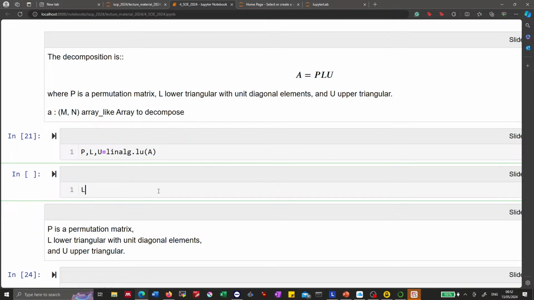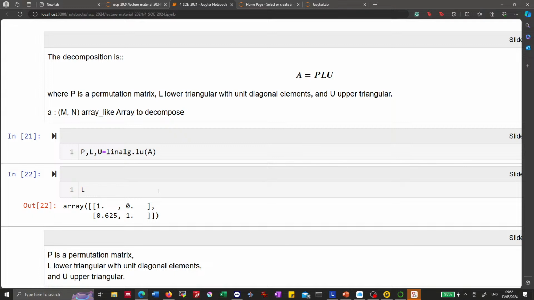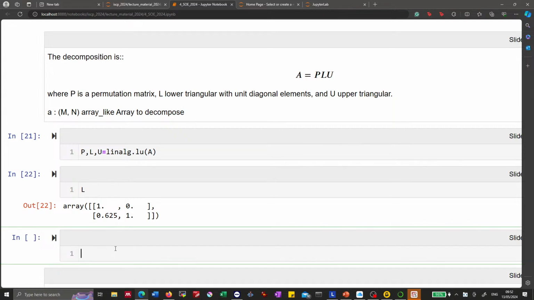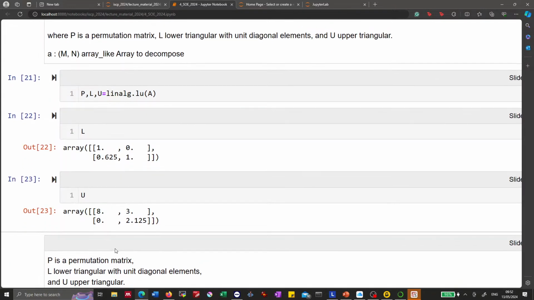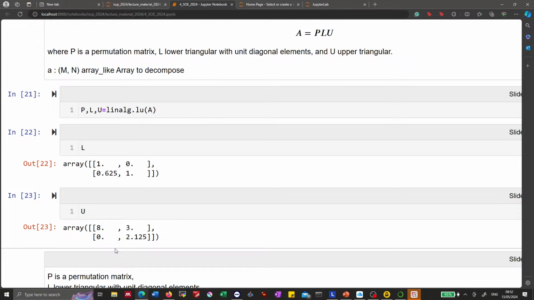So let's look into L. L is this, very good. U is this, very good. So we see already we have at least one triangular matrix. The other one is also a triangular matrix. Yes, no, maybe. This is a diagonal. Everything above the diagonal is a zero. So that must be our lower triangular matrix.